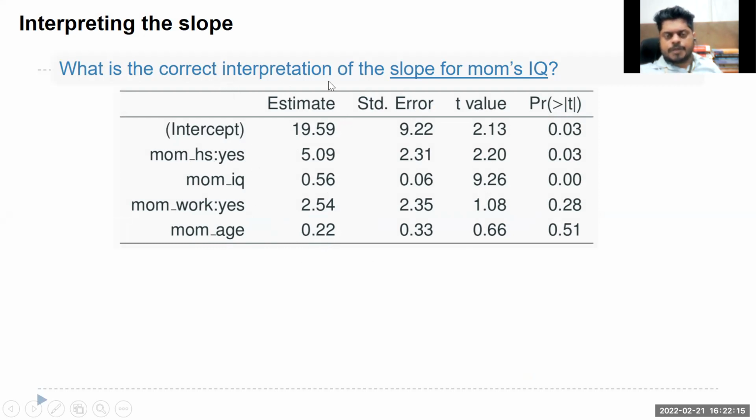Now, if I want to interpret what mom's IQ means, how does it influence the child's score? What should I look into, and how do I interpret that? Again, this is a repetition. We have already discussed similar questions in previous classes, so I will not spend much time, just to revise before we get into multicollinearity and outliers. So how do I interpret the mother's IQ when the estimate is 0.56?